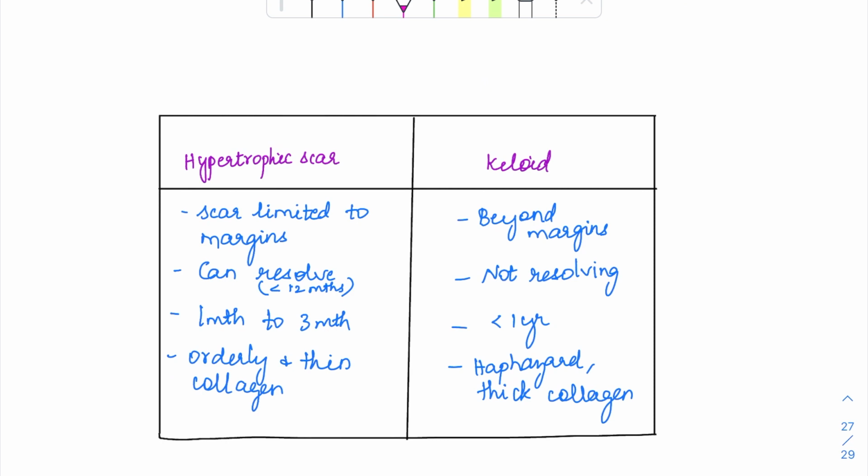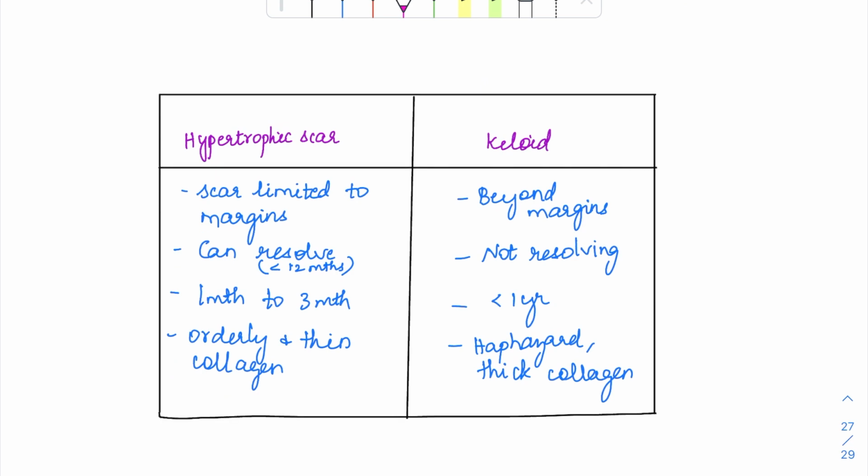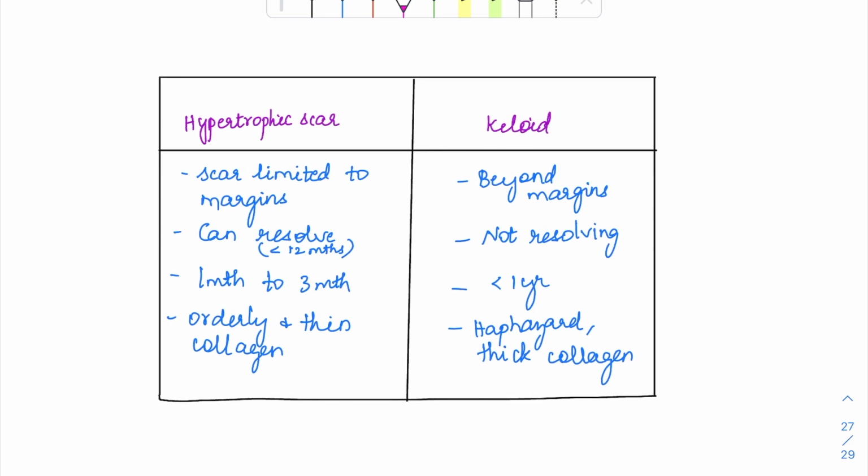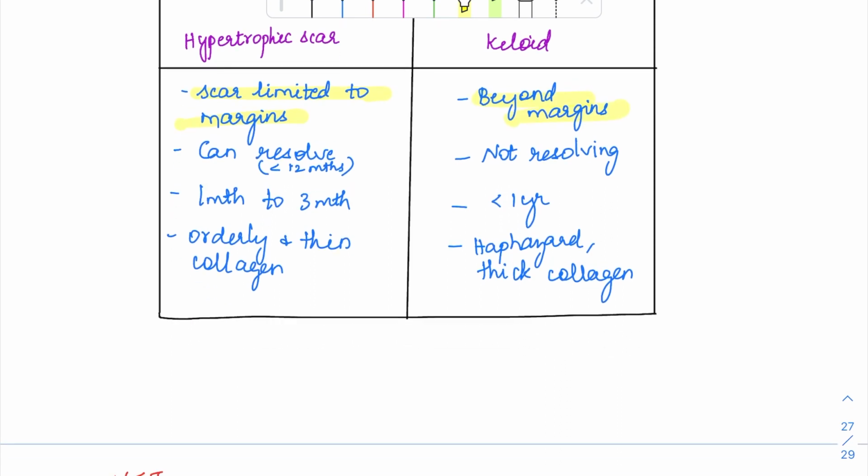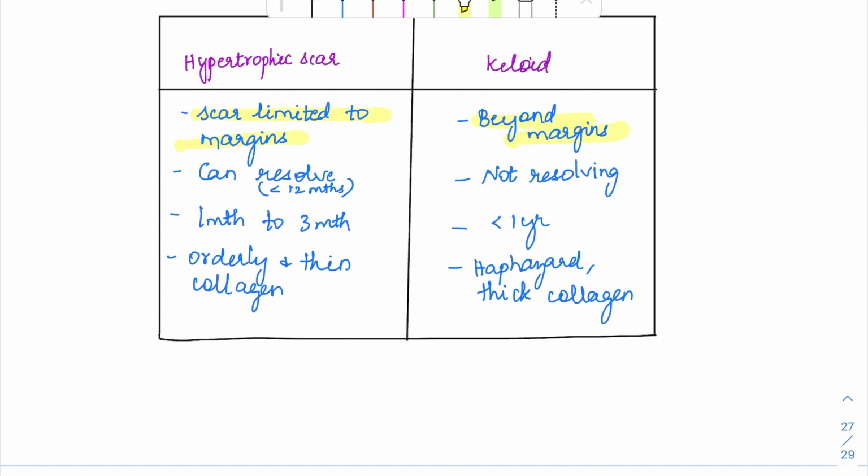So pathologically, what are the conditions which result in tissue repair? We have hypertrophic scar and keloid. Hypertrophic scar is nothing but a scar which is limited to the margins, but it is usually more than that of the normal scar tissue. So it is going to be elevated above the skin level, but the margins of the scar are still limited to the scar tissue. While in keloid, it is going to extend beyond the margins of the scar. It is going to go outside of the scar as well. Hypertrophic scar is self-resolving. So within a year, it can resolve, and microscopically, if you see, there will be orderly thin collagen deposition.